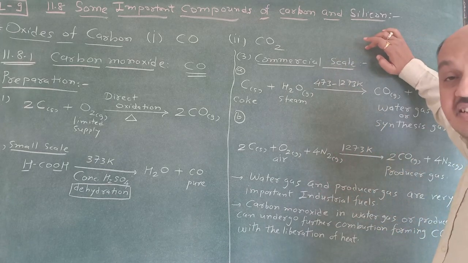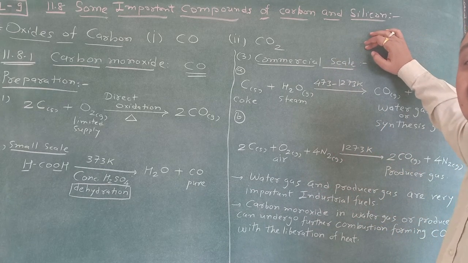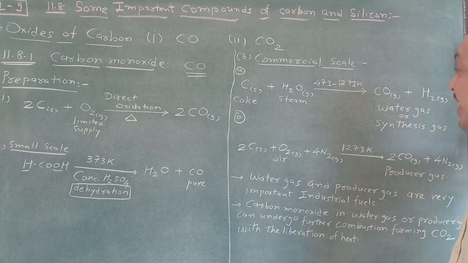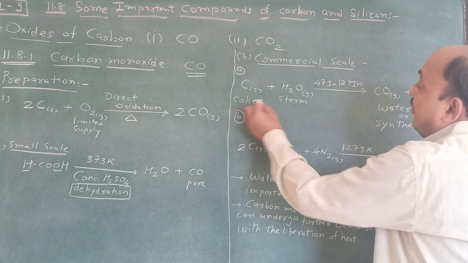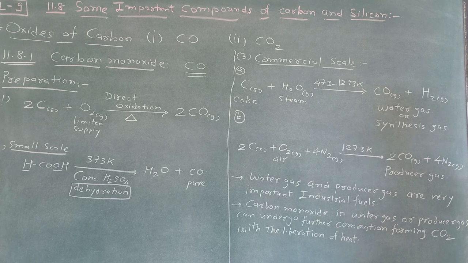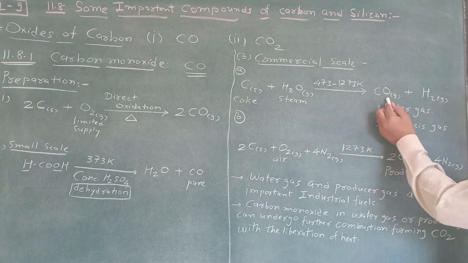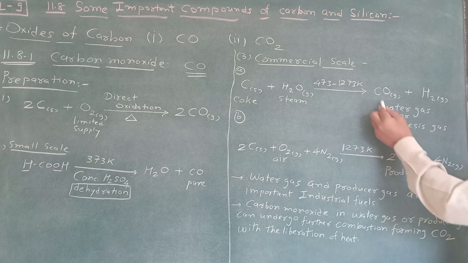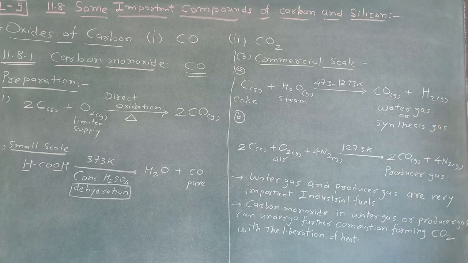Another, third, is the commercial scale. There are two preparations. One is synthesis gas or water gas, and another is producer gas. When coke is passed with steam at 473 to 1273 Kelvin temperature, it gives a mixture of carbon monoxide and H2 gas. What is the name of this? CO gas plus H2 gas is known as water gas or synthesis gas or syngas. So this is the preparation of synthesis gas.